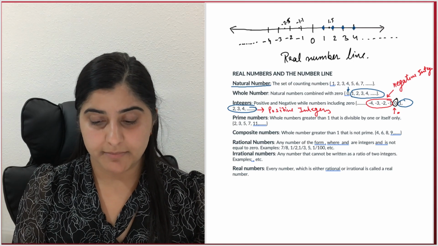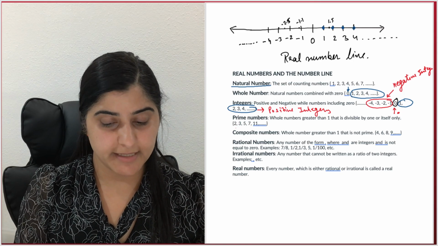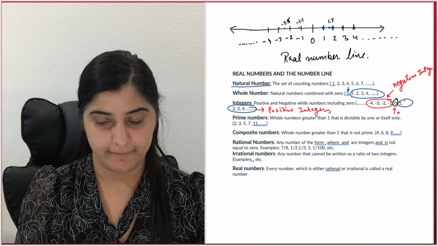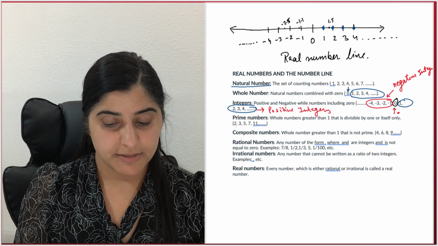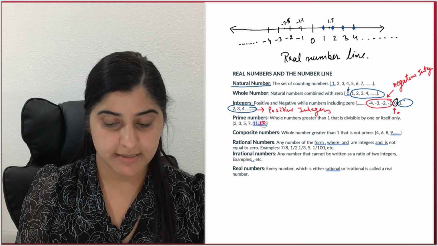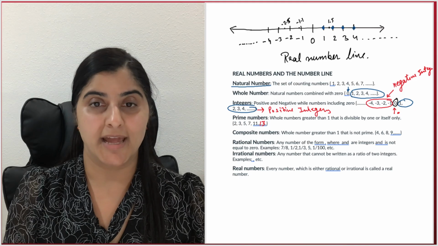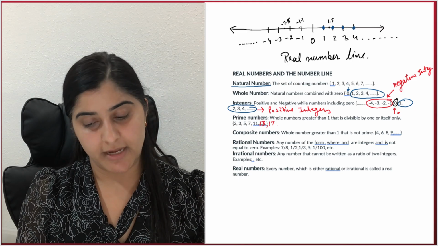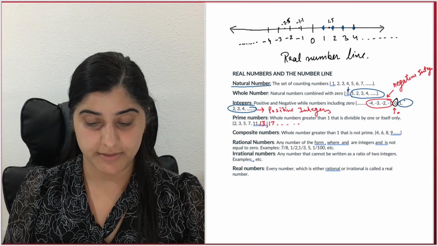So we have prime numbers. Prime numbers are always greater than 1, and the numbers which are only divisible by itself and 1. So for example, 2, 3, 5, 7, 11, and the next prime number is 13. It is only divisible by 1 and itself. And then the next one is 17, and you can write down all the prime numbers.